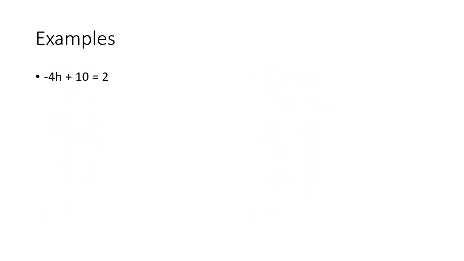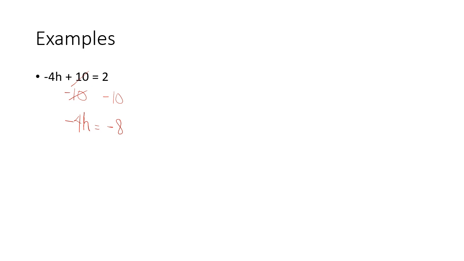Good job. Let's look at another example. We have negative 4h plus 10 is equal to 2. Like we've been doing, get the additive inverse in order to get this 10 away from the variable. So negative 10 on both sides of the equal sign. And we have negative 4h equals negative 8.